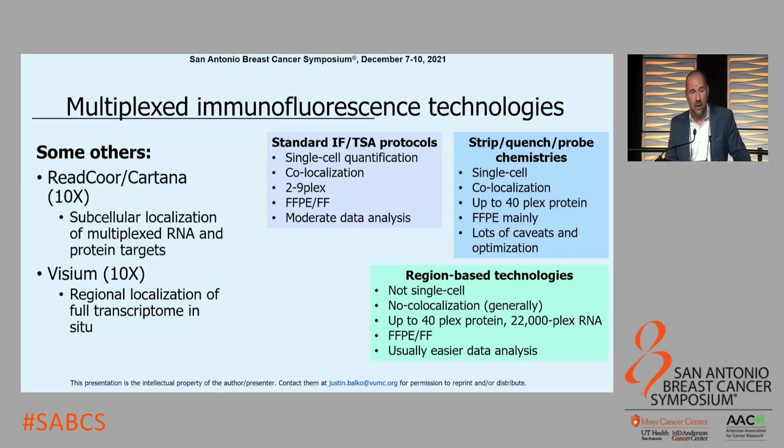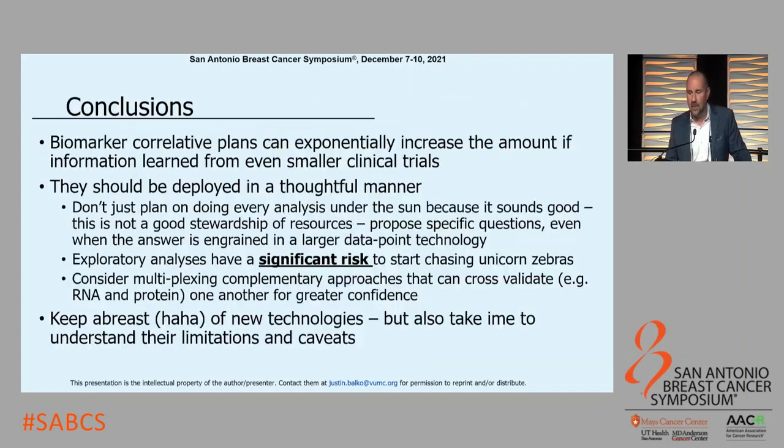They all have their own positives and negatives, which I've listed here. And so in conclusion, our biomarker correlative plans can exponentially increase the amount of information that we learn from even small clinical trials, but we really should deploy these in a thoughtful manner. You don't just want to do everything under the sun because you have the tissue. You want to ask thoughtful and intelligent questions, and also those that can actually impact future studies with those agents or in that particular indication.